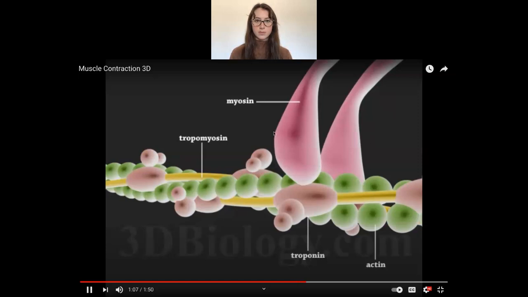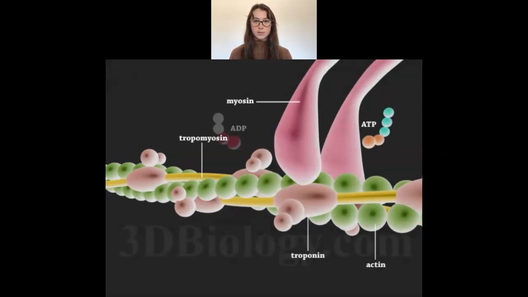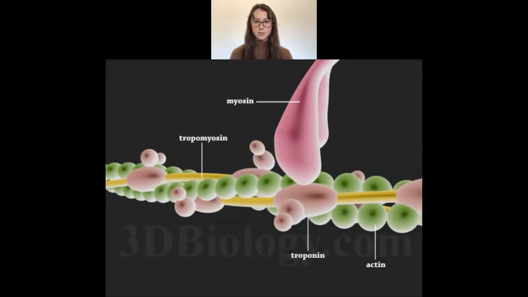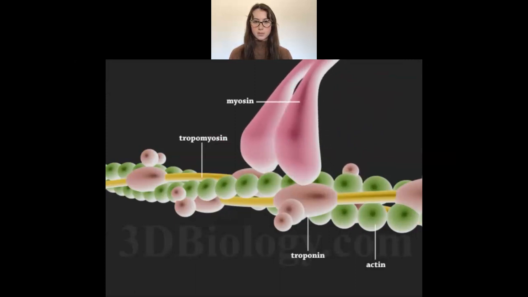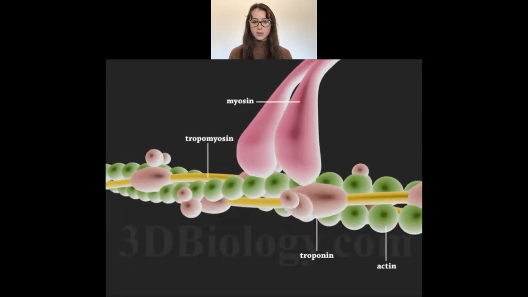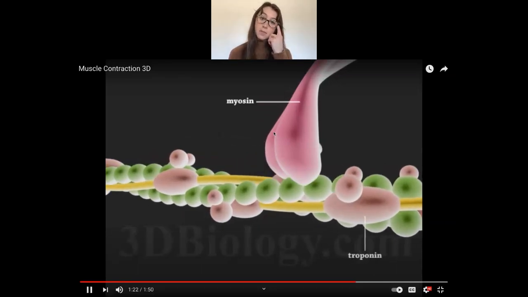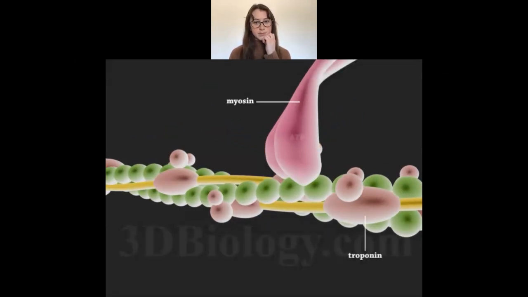A myosin head binds ATP, and as a result, detaches from the actin filament. It rebinds in a new position. Phosphate release triggers a power stroke that moves the actin filament. So that was the inorganic phosphate being released, causing the power stroke. ADP dissociates, and the process is repeated.